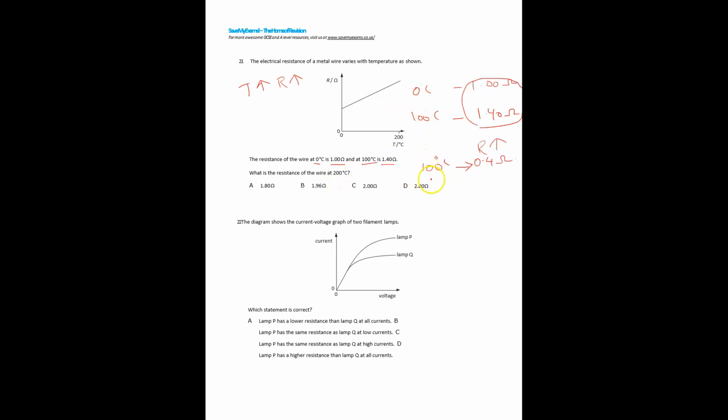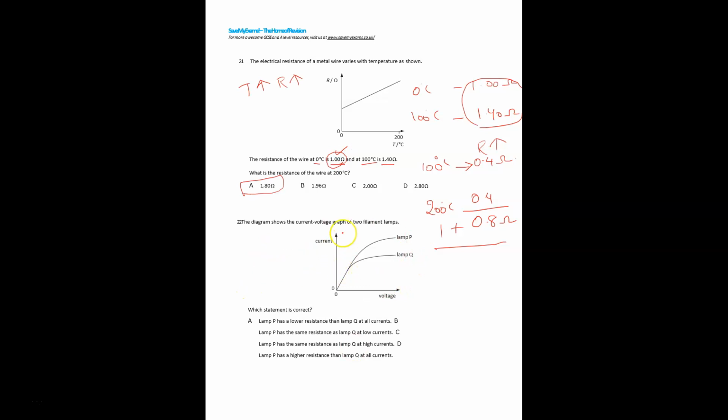So every 100 degrees, 0.4, right? If it is 200 degrees Celsius, another 0.4 will be added. So 0.4 twice is 0.8 ohms. What is the initial resistance given? 1 ohm. So 1 plus 0.8 is 1.80. So don't forget to add the initial resistance.